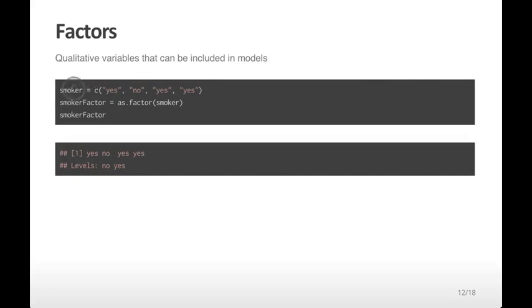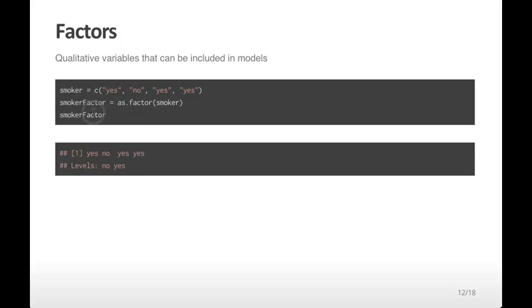So for example, if we create a vector smoker that consists of characters yes, no, 4 characters, 1 for each observation in the study, and we want to be able to use this vector to analyze something about the differences between smokers and non-smokers, we will generally create a factor with the function as.factor.